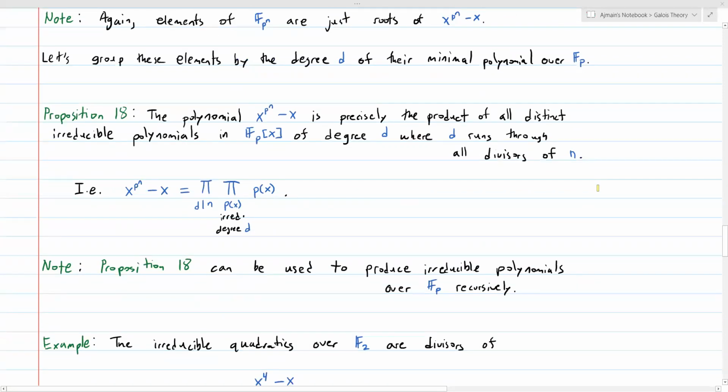So now let's state the proposition, because it makes a little bit more sense why we were talking about all those things once you see the proposition. So the proposition is that the polynomial x to the p to the n minus x is precisely the product of all distinct irreducible polynomials in this polynomial ring with coefficients in F_p of degree d, where d runs through the divisors of n. So you can write this statement as a factoring of x to the p to the n minus x. We're going to factor this guy as a bunch of polynomials p of x, where p of x is an irreducible degree d polynomial with coefficients in F_p, and d runs through the divisors of n.